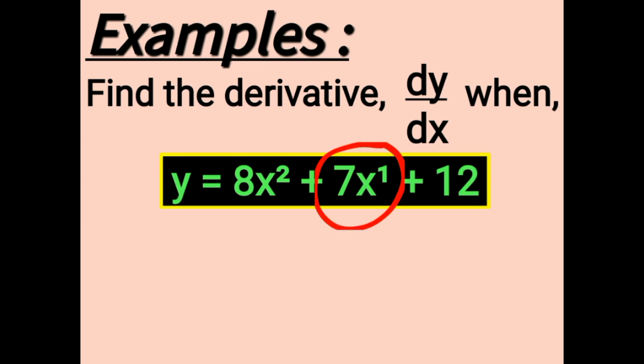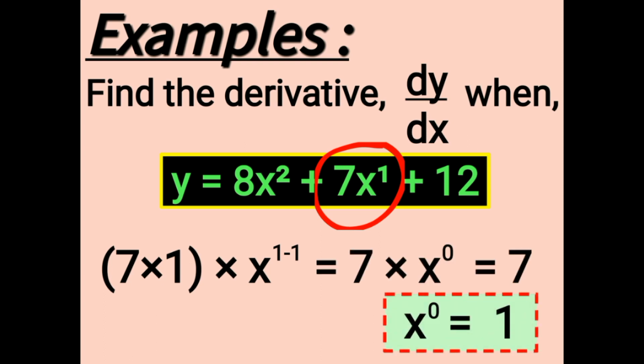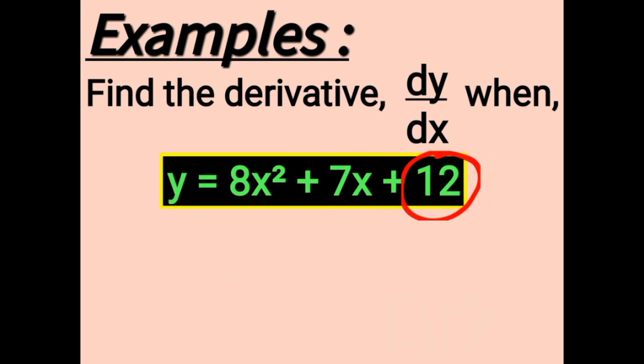Now, taking the next term 7x, here the power of x is 1. So, to differentiate 7x to the power 1, we multiply the constant 7 by the power 1 and then subtract 1 from that power. Then it's 7 times 1 times x to the power 1 minus 1 equals 7 times x to the power 0 equals 7, as x to the power 0 equals 1. Now, taking the final term 12. So, as I said earlier, constant terms disappear when you differentiate. So, here, differentiating the constant term 12 gives us 0.